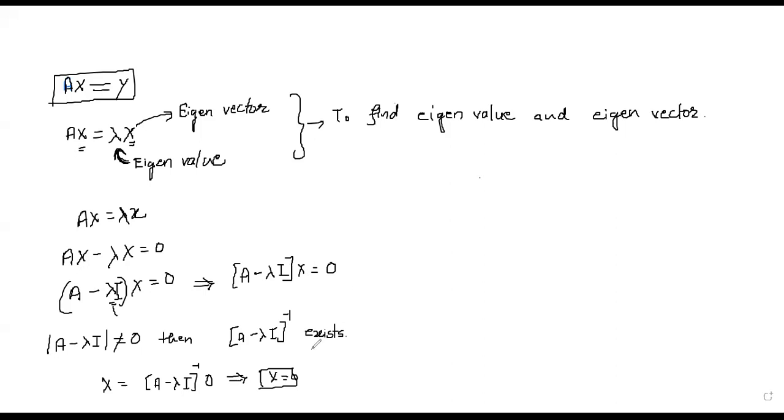So x will turn out to be 0. But in the definition of eigenvector, we saw that what we want is non-zero vectors. So eigenvector should be non-zero. We should get non-zero vectors. So to have this condition hold, what should we do?